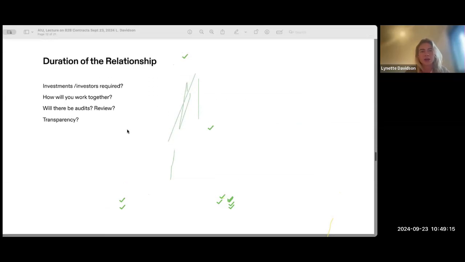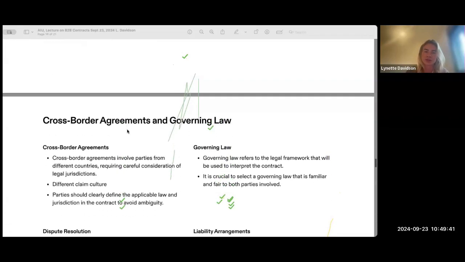So also you can think about the duration of the relationship. Are there any investments? Are there investors on board? How will we work together? Maybe we need periodic review of the agreements because we are starting up and we are just starting to sell a specific type of products. Are we transparent towards each other? Do we trust each other? It's important to think about all of these things.